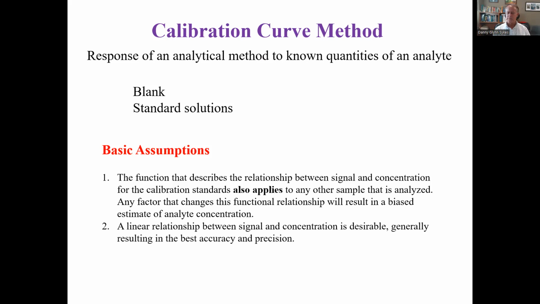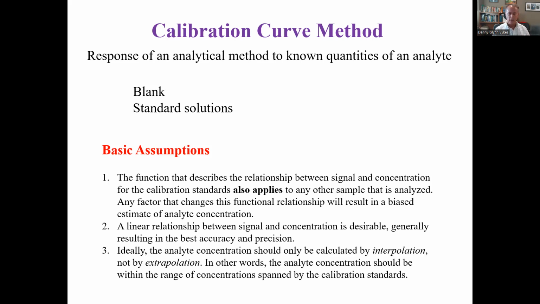That there's a linear relationship doesn't actually have to be. It's desirable that there's a linear relationship between signal and concentration, but we can certainly work in what's called the dynamic range, which we'll see in just a minute. And also that any unknown that we put into that instrument, its response must fall between the response of the lowest concentration standard solution and the response of the highest concentration standard solution that we make. We can't extrapolate beyond the lowest concentration or the highest concentration.